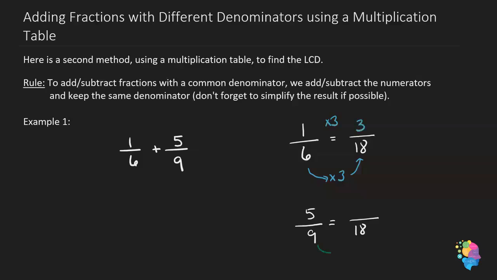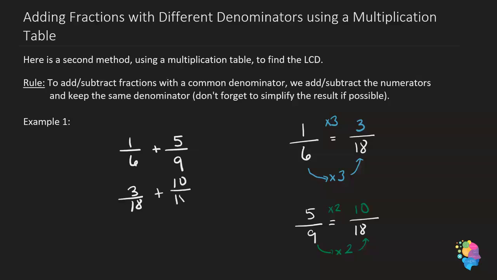What would I multiply the 9 by to get me an 18? And that will be by 2. So I'm going to do the same thing for the numerator. And 5 times 2 will be 10. That means that 1 over 6 will change into 3 over 18, and 5 over 9 will be 10 over 18.